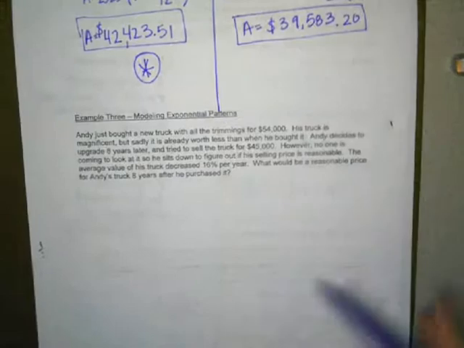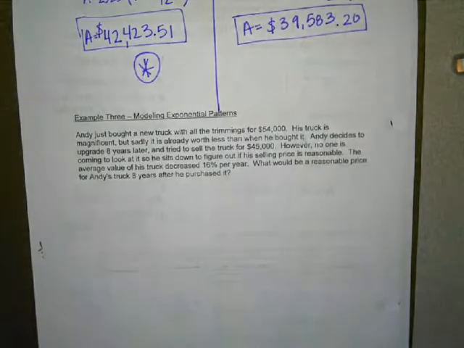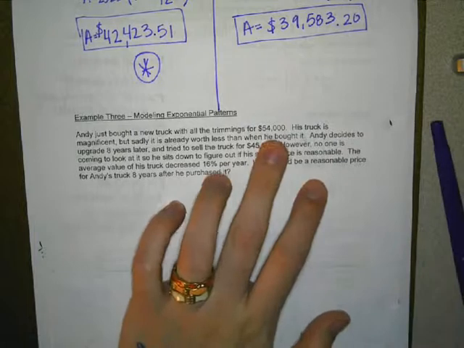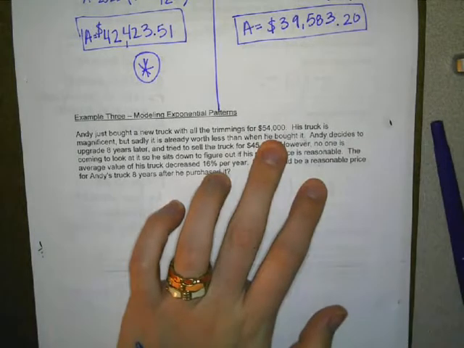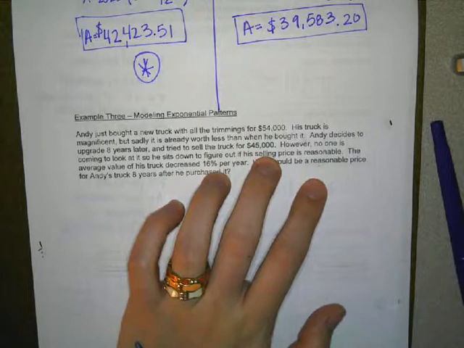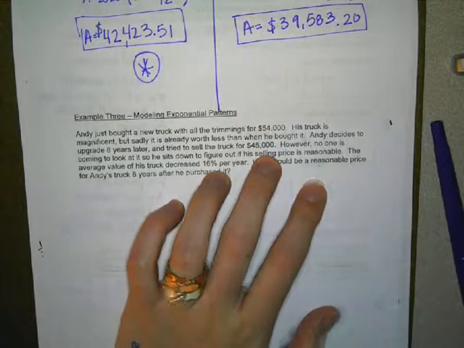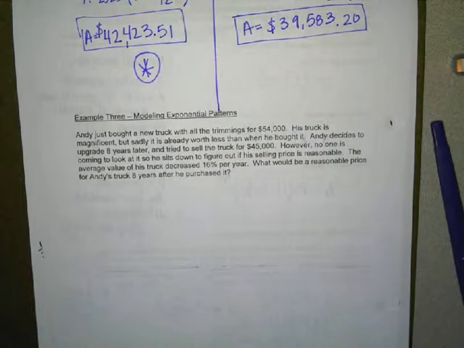Example 3, Andy just bought a new truck with all the trimmings for $54,000. His truck is magnificent, but sadly it's already worth less than when he bought it. Andy decides to upgrade 8 years later and try to sell the truck for $45,000. However, no one is coming to look at it, so he sits down to figure out if his selling price is reasonable. The average value of his truck decreased 16% per year. What would be a reasonable price for Andy's truck 8 years after he purchased it?